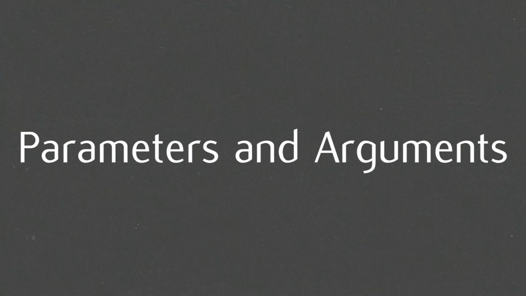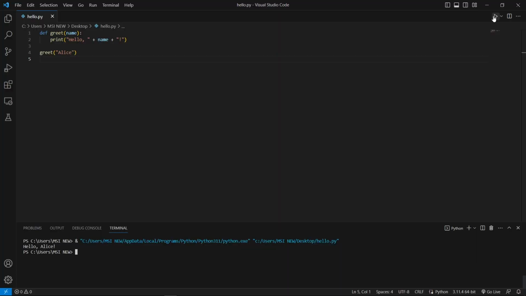Parameters and arguments. Functions can also accept input values, called parameters. Parameters allow you to pass data to the function for it to use. In the modified greet function, we added the parameter name inside the parentheses. When we call the function, we provide the argument Alice in the parentheses. The function then uses the argument value to print a personalized greeting.